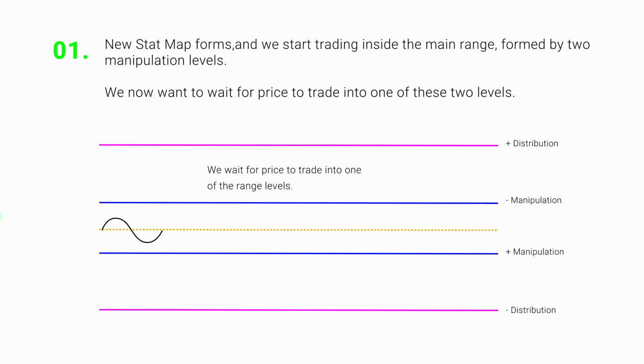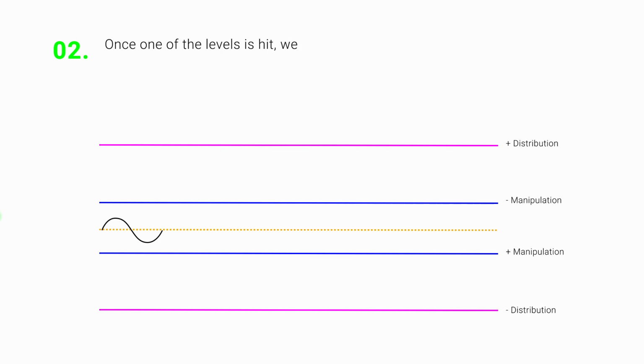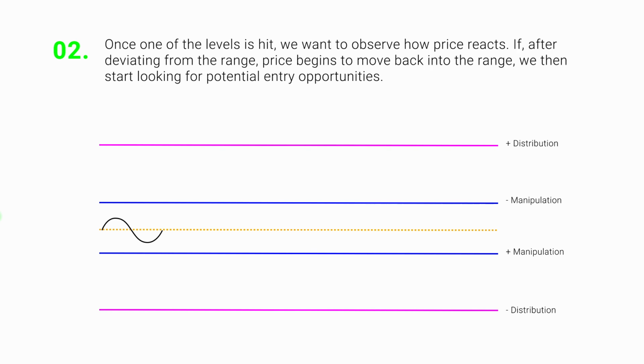We want to see price trading inside the main range formed by the two manipulation levels. Now, all we have to do is wait for price to trade into one of these levels. On step 2, we want to observe price tapping into one of the stop map levels and deviating from the range and trading back after. That's when we're going to start looking for potential entry opportunities.